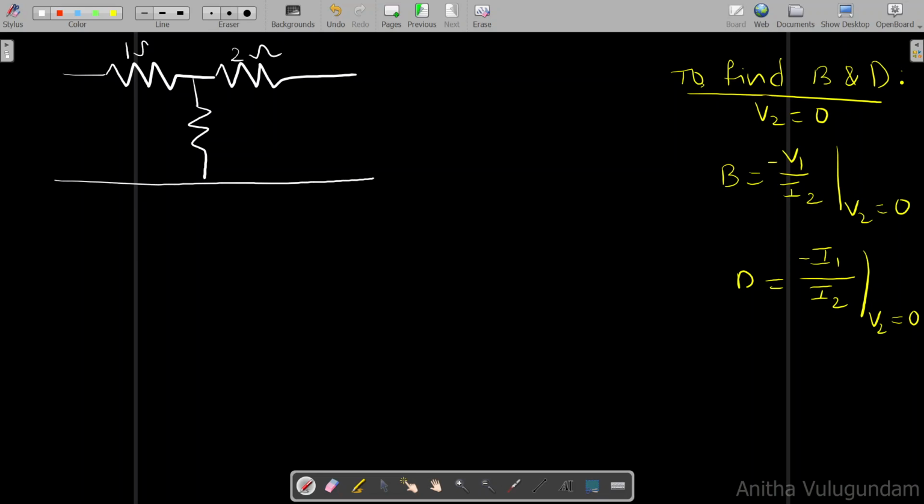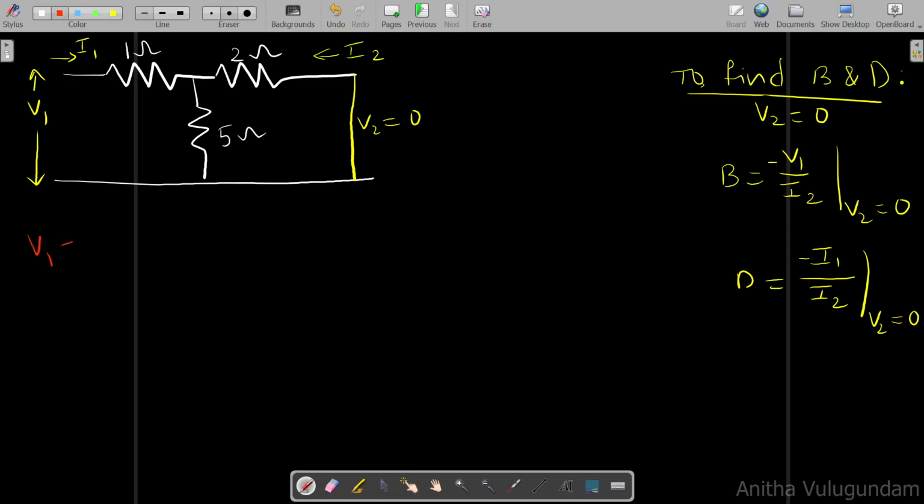2, 1. So V2 equal to 0 means you have to short circuit this. This is how the circuit will look like. We are supposed to find the values of B and D with this circuit.